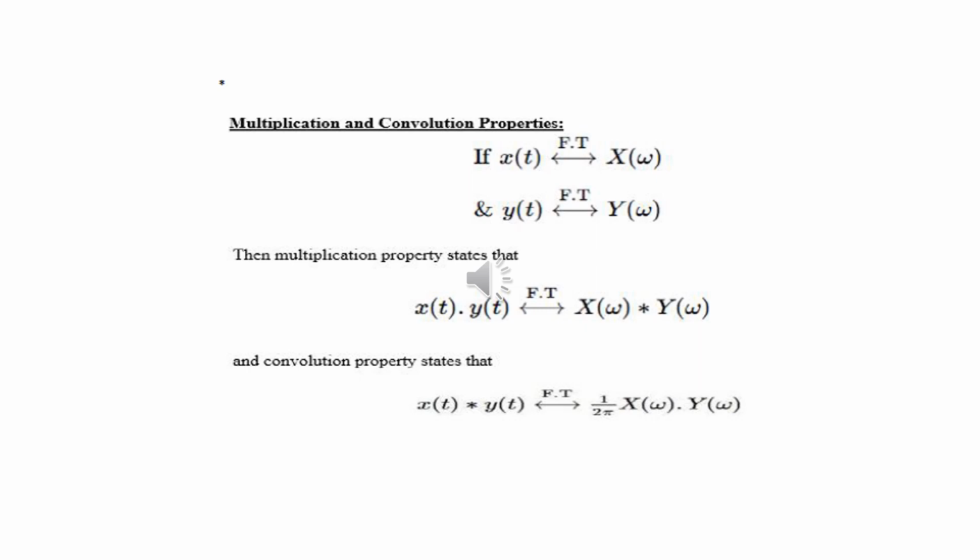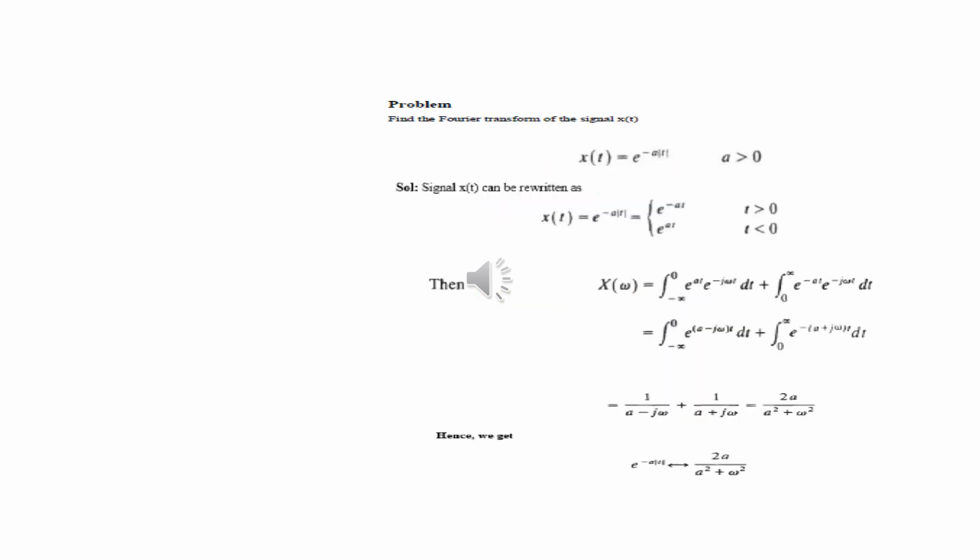That is, the multiplication of two signals can be represented as a convolution of the Fourier transforms of the two signals. Similarly, the convolution of two signals is equal to the product of the Fourier transforms of the two signals, with a factor of 1 by 2 pi. Now let us see a small example problem for Fourier transform.